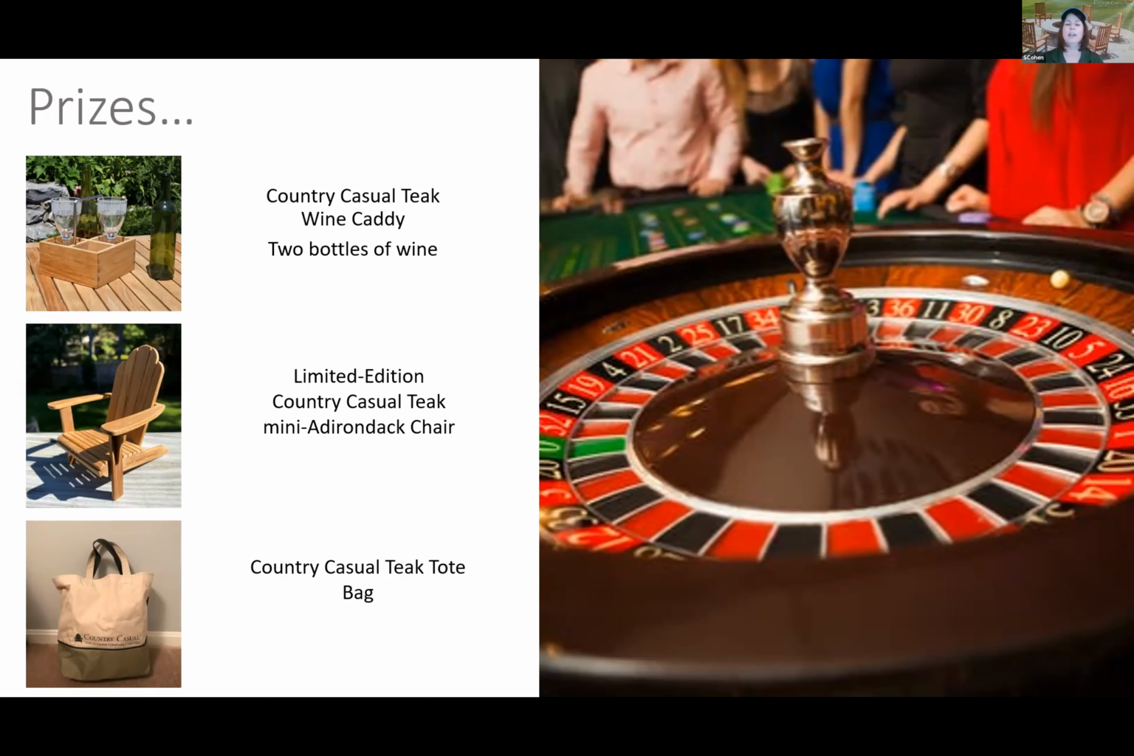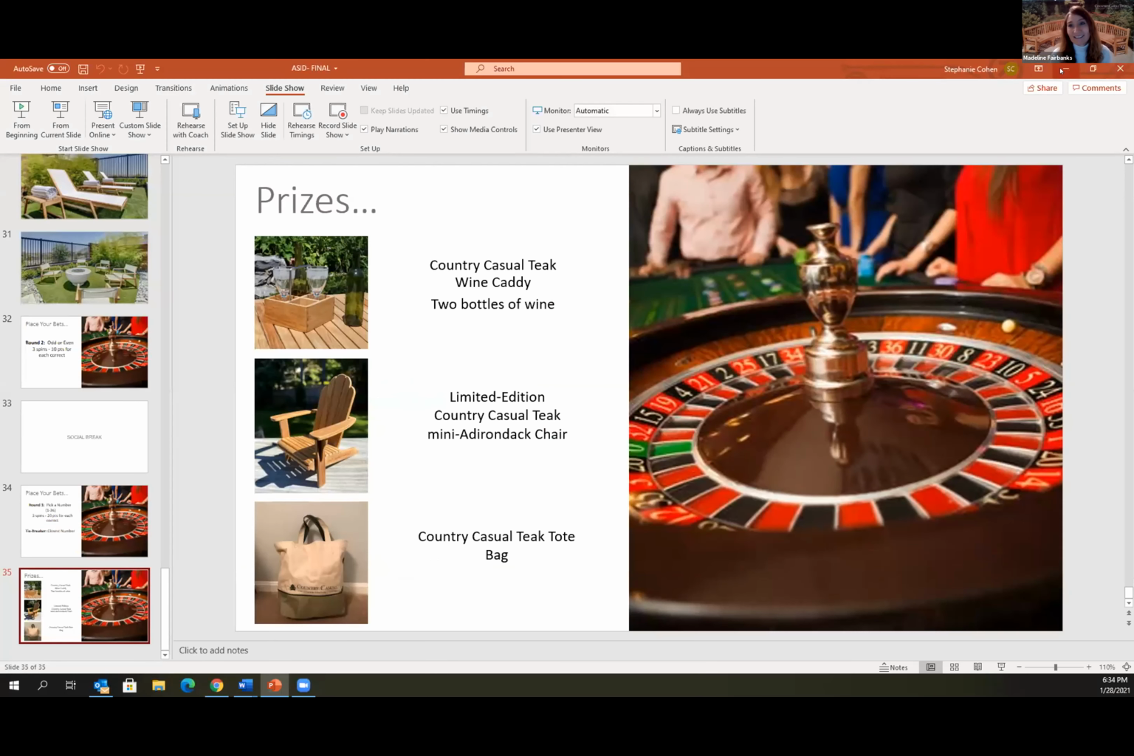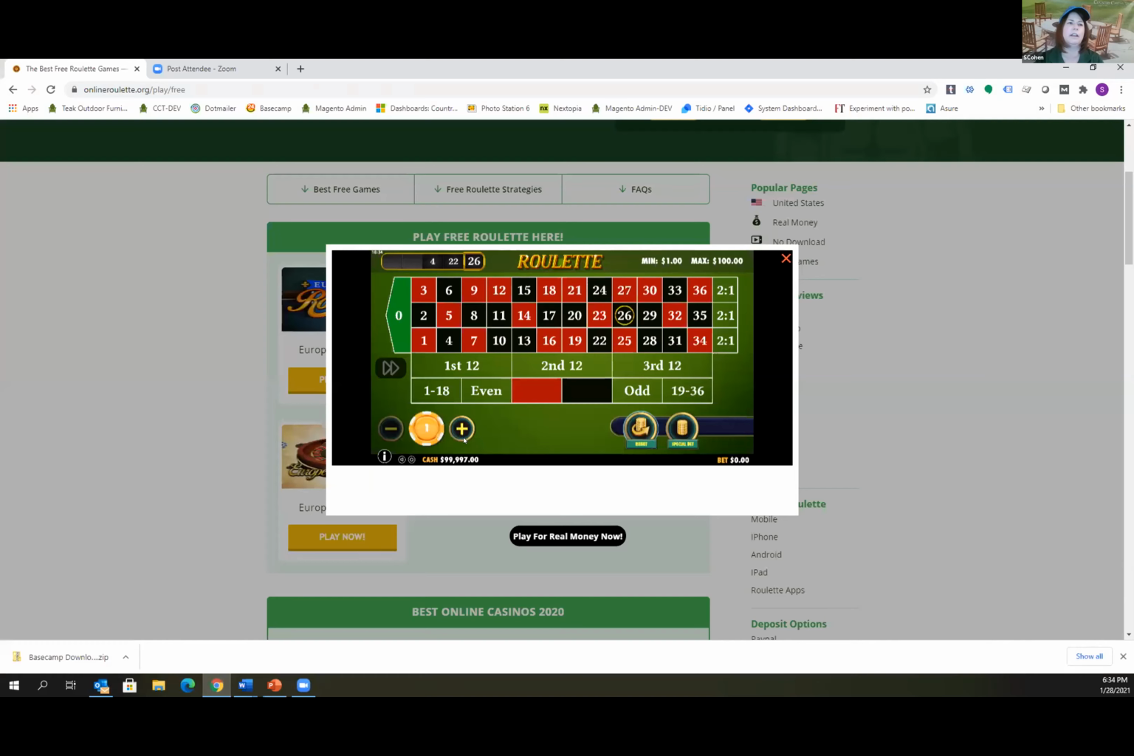Yep. Okay, so if each of you could put a number between 1 and 36 into the chat, just for Kathy and Annette, and then we'll go ahead and do one spin and see whoever gets closest.